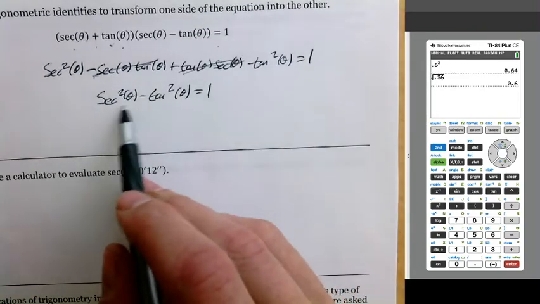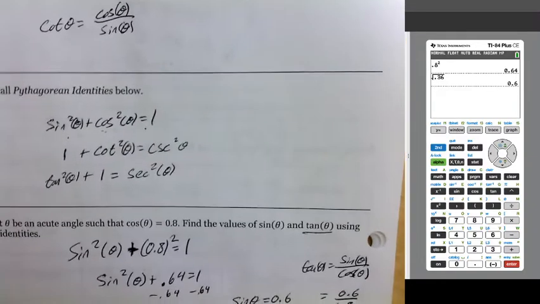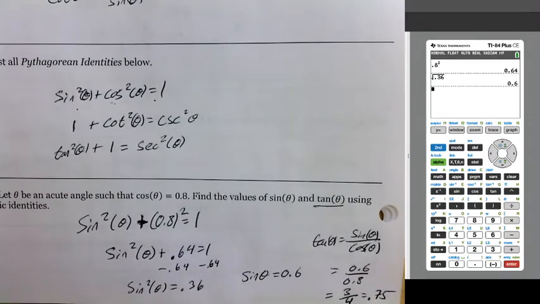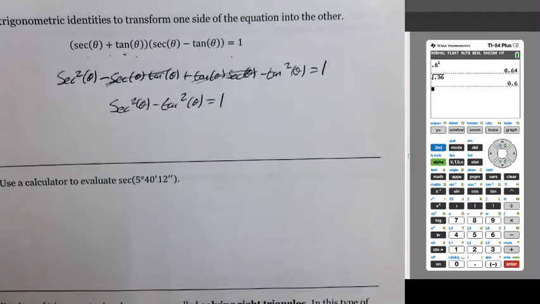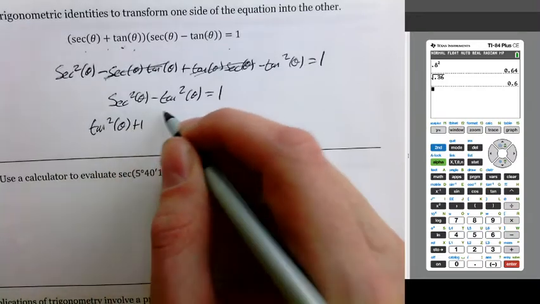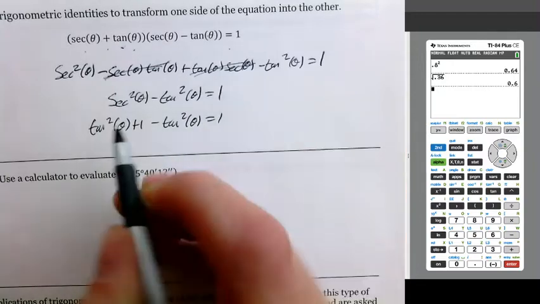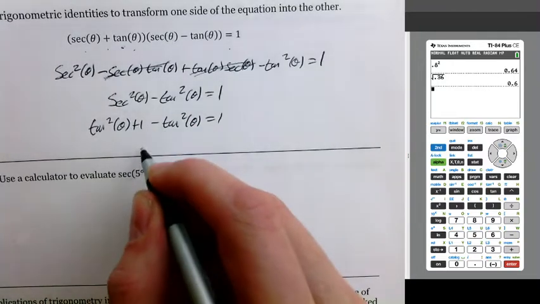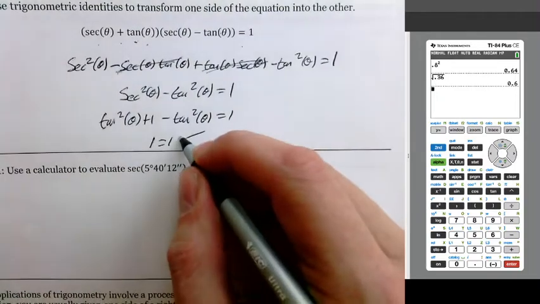And recall from one of the earlier identities, let me go back for a second. Secant squared of theta, right here, is tangent squared of theta plus 1. So I'm going to replace that with tangent squared of theta plus 1. So I'll get tangent squared of theta plus 1 minus tangent squared of theta equals 1. And then these guys also cancel out. So I'm left with 1 equals 1, which is a true statement. So therefore, the identity has been verified.